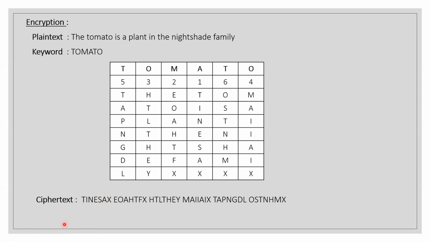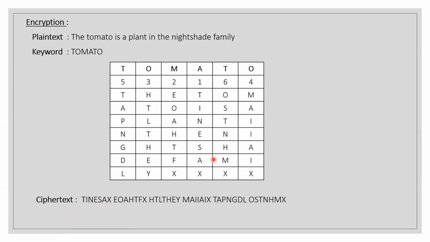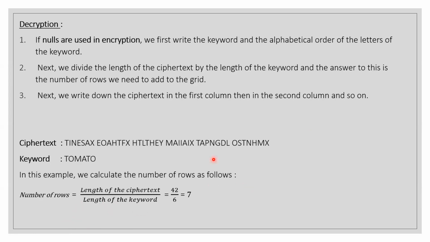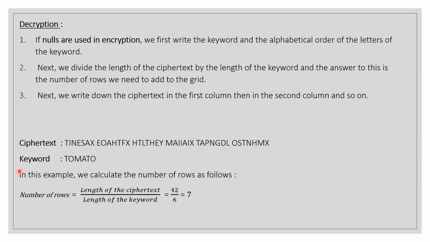For decrypting this ciphertext, here I'm using nulls for encryption. If I'm not using the nulls, then there'll be a different calculation to decrypt the message. So here nulls are used in encryption. We first write the keyword and the alphabetical order of the letters of the keyword. Next, this is the ciphertext that we got. We need to note the keyword, which is tomato.